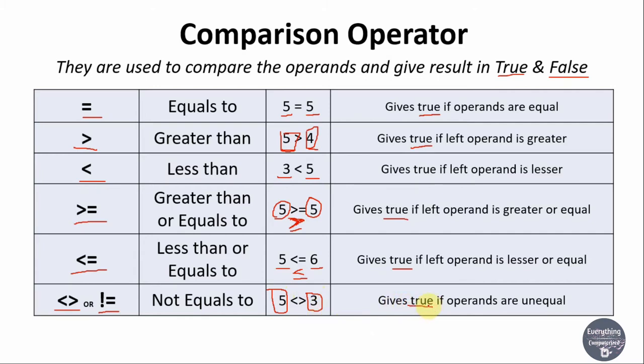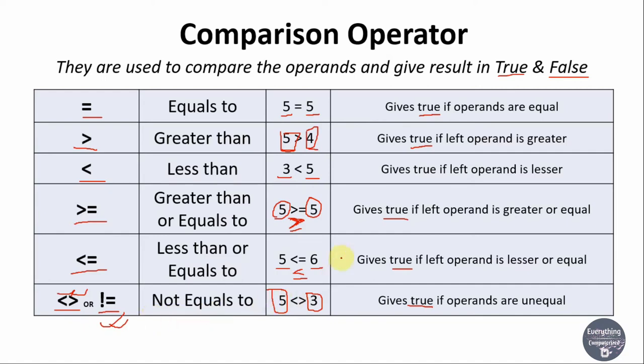Like 5 not equals to 3, this will give true, but if we write 5 not equals to 5, then it will give false. There are two signs that you can use. You can either use the two angular brackets or you can use the exclamation equals to. Both are technically the same. You can use any of them.